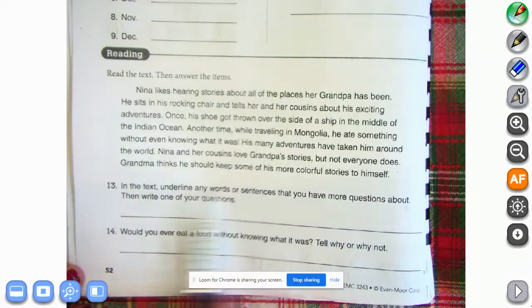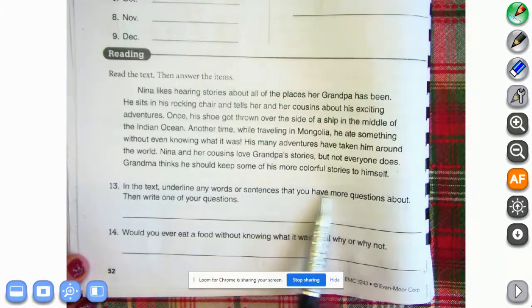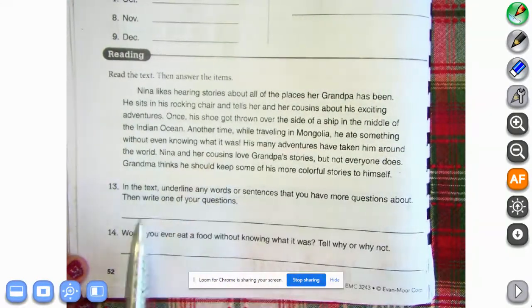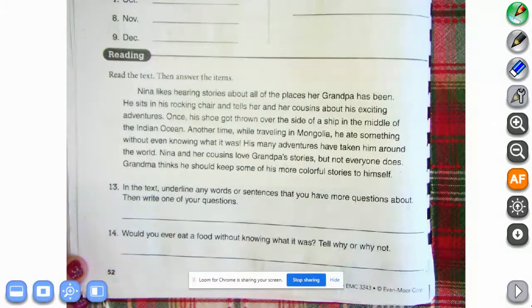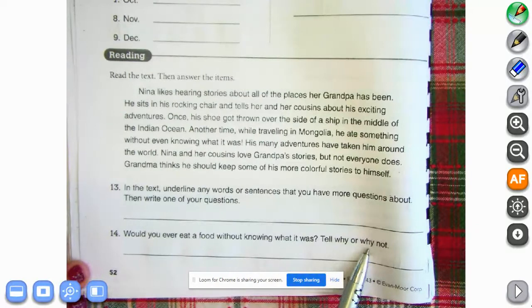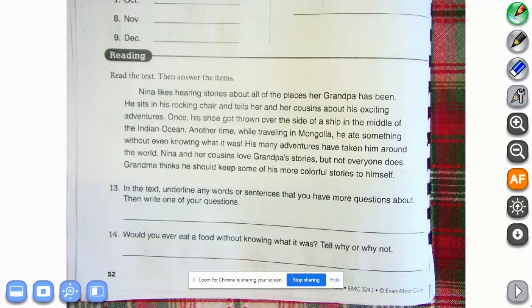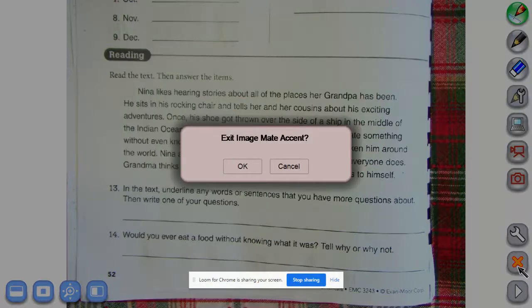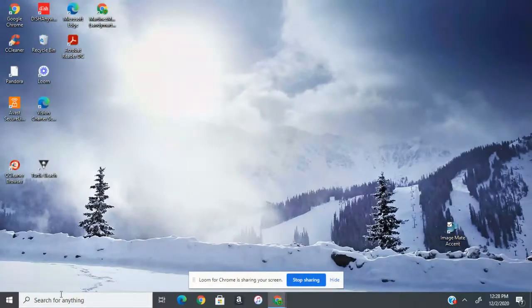So in the text, underline any words or sentences that you have more questions about. Anything in here that you would ask more questions about. And what would one of those questions be? 14 says, would you ever eat a food without knowing what it was? Why or why not? All right, so that's what we're going to do today, and we will need it to be done today so that we can correct it tomorrow.